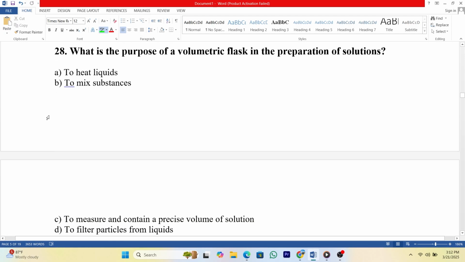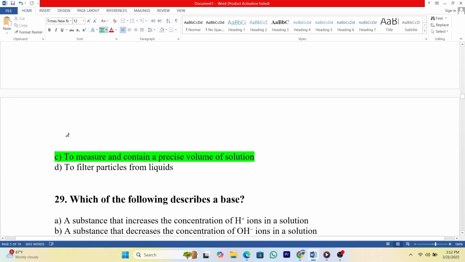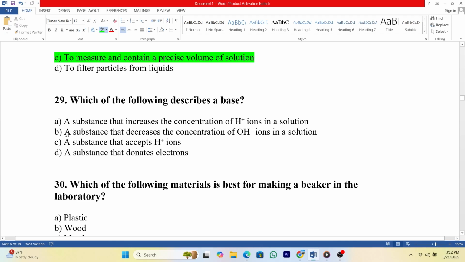28. What is the purpose of a volumetric flask in the preparation of solutions? A. To heat liquids. B. To mix substances. C. To measure and contain a precise volume of solution. D. To filter particles from liquids. Answer, C. To measure and contain a precise volume of solution.